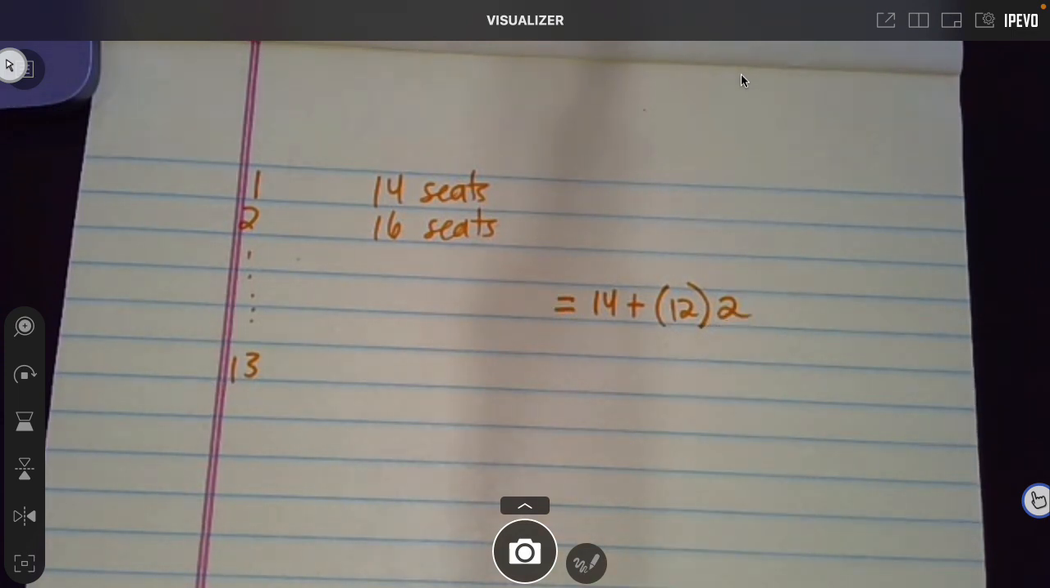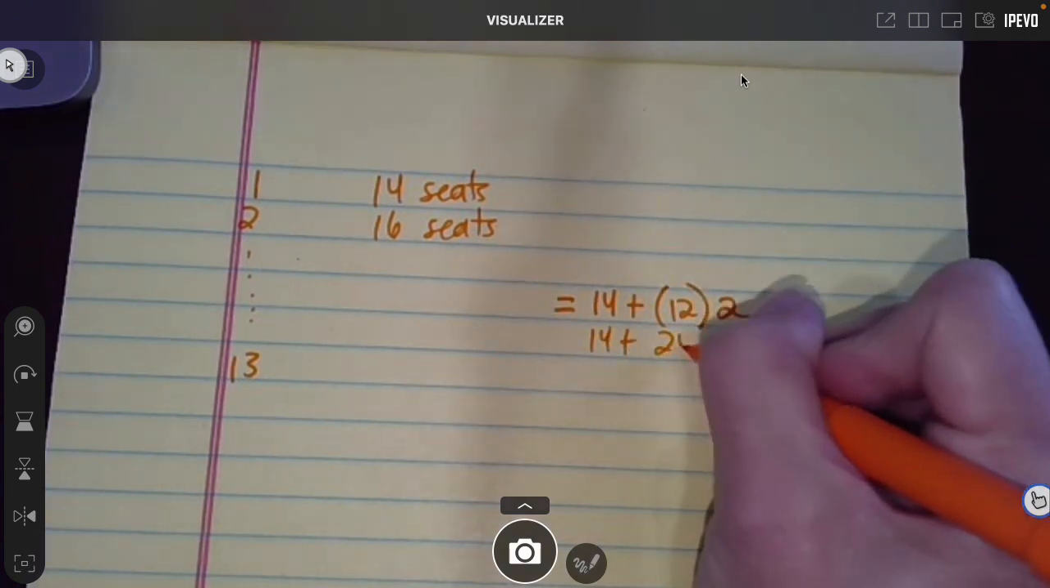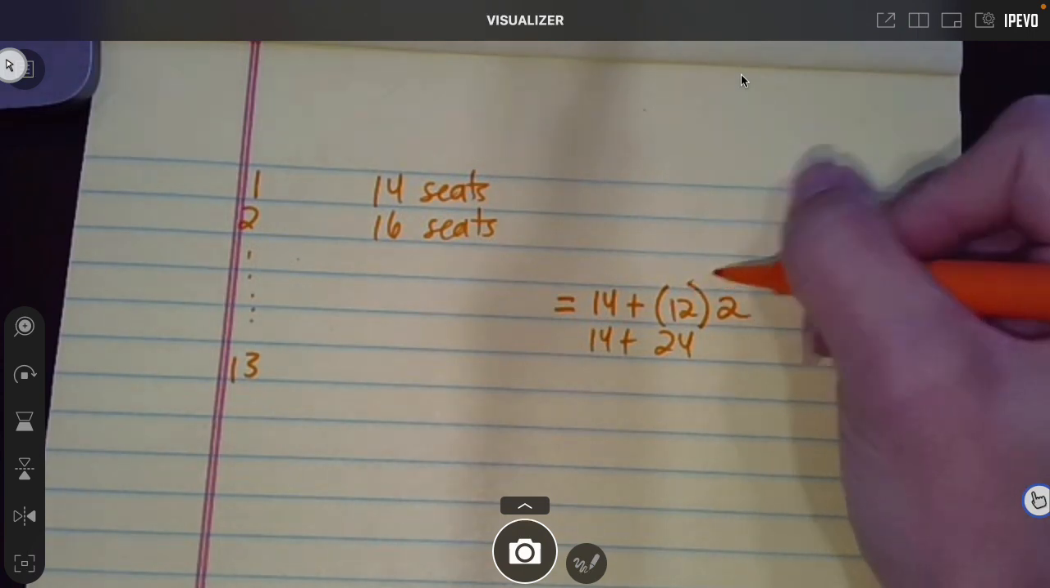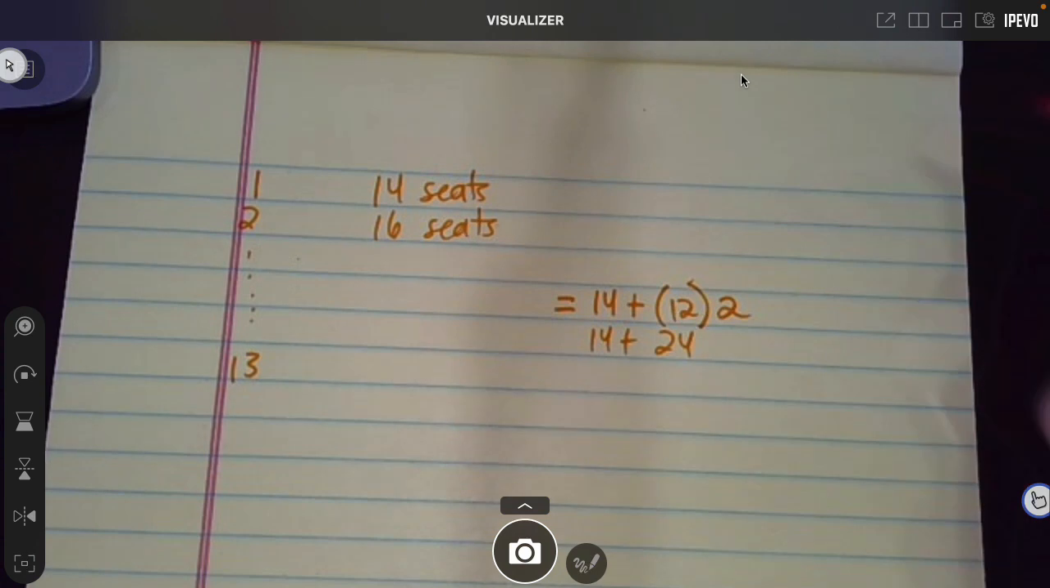So what's 24 plus 14? 2 times 12 is 24, and 24 plus 14 is 38. So yes, there's 38 seats all the way up there at the 13th row.